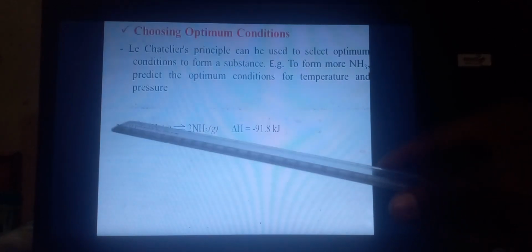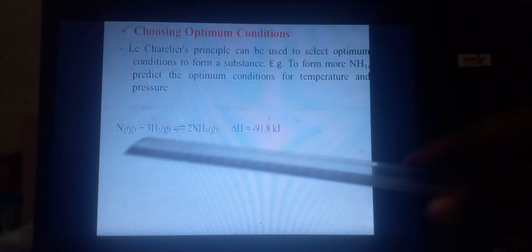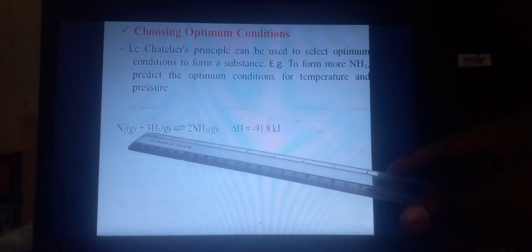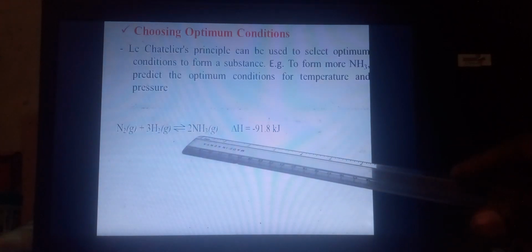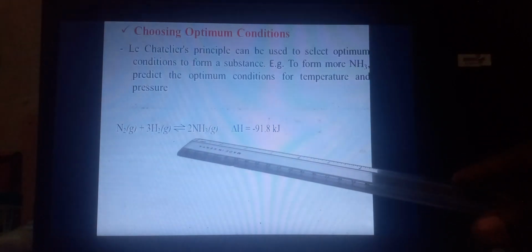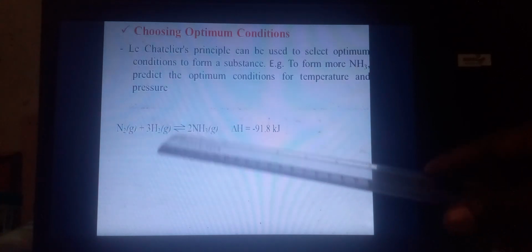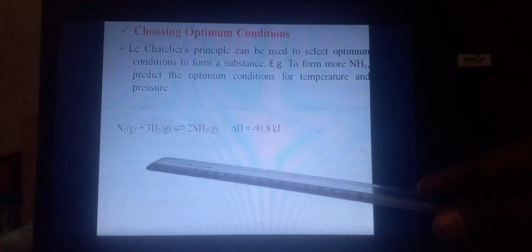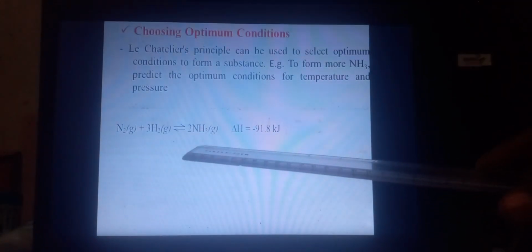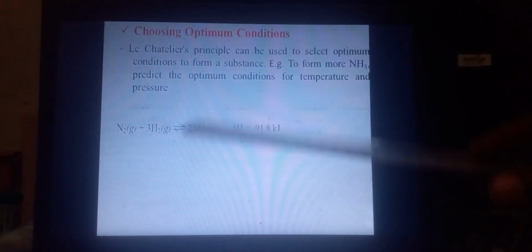Then in terms of pressure, if you look at the mole ratio of reactants and products, this side will have 1 plus 3, those are 4 molecules. This side will have 2 molecules. So high pressure will favor the side with a fewer number of molecules, which is our product. So the second optimal condition is an increase of pressure, or high pressure.